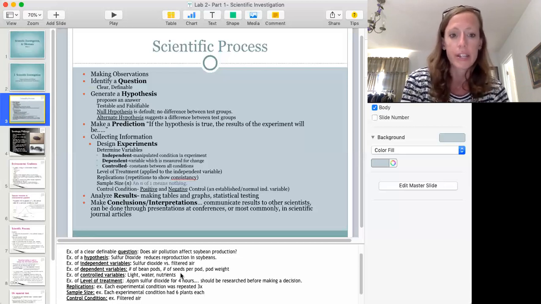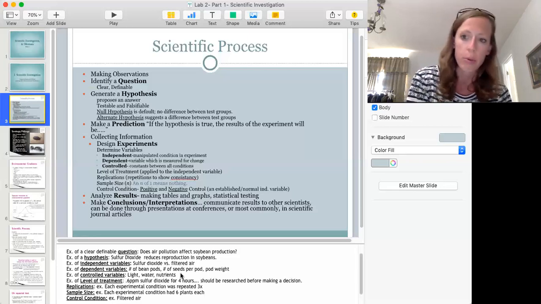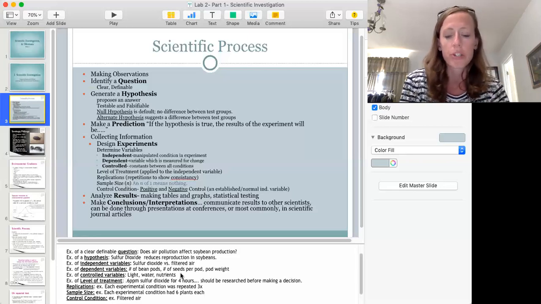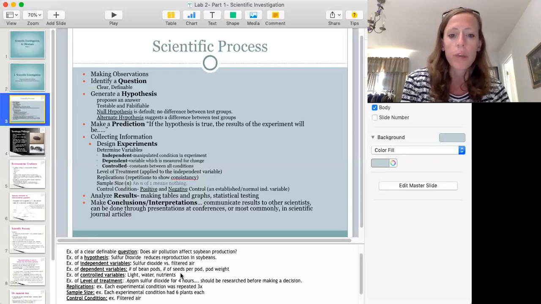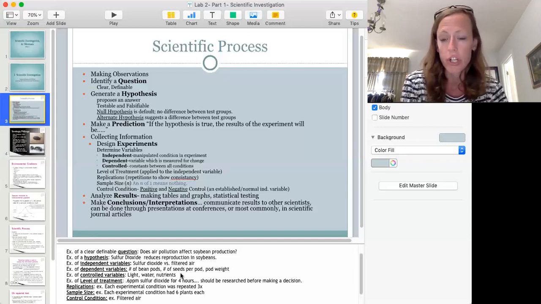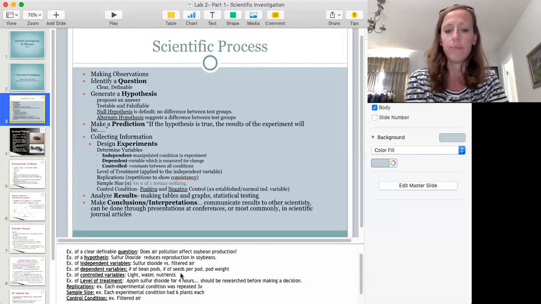Okay, and then one other term that you should know is the control. The control condition is different from controlled variables. You want to have a control condition, which is an established normal result. So you would have a positive control, which would show the result that you would expect. So if you know that soybeans will produce poorly if given some other air pollutant because of previous research, you might want to include that to make sure that your soybeans are behaving just like all the other soybeans should. And that would be a positive control. It gives the result that you expect to see.